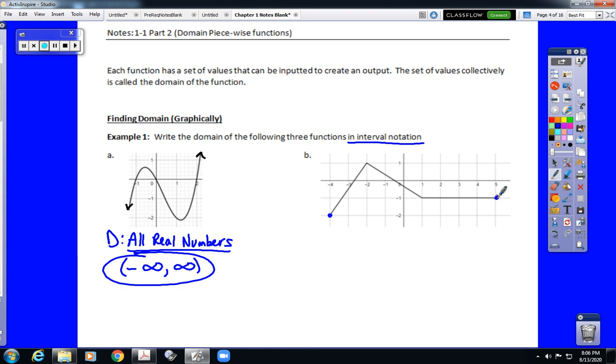Now on the second one, letter B, you'll notice there's endpoints on the graph. What that tells us is that this function does not go on forever. So we're just asked, well, what x values can we plug into this function? If you notice, the left endpoint, which is a closed point, is located at x equals negative 4, and the right endpoint is located at x equals 5. That means that this function exists from negative 4 to positive 5. And since both are closed circles, our domain would be negative 4 to positive 5 with square brackets.